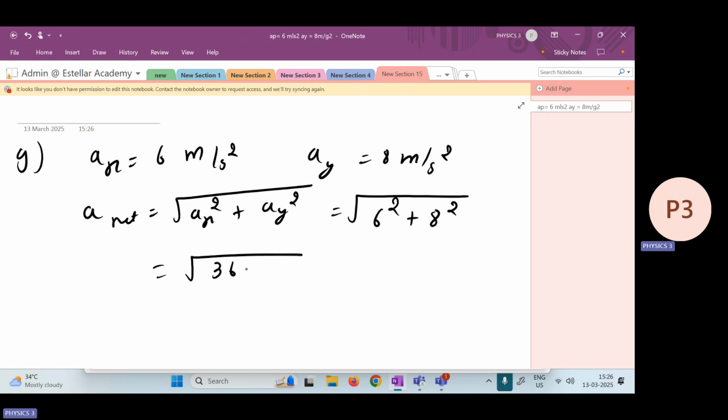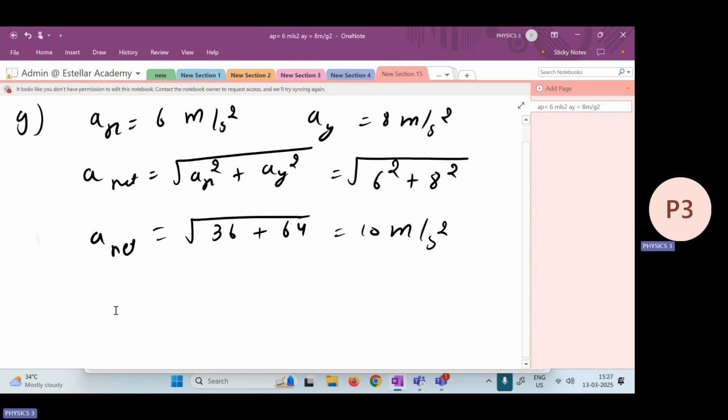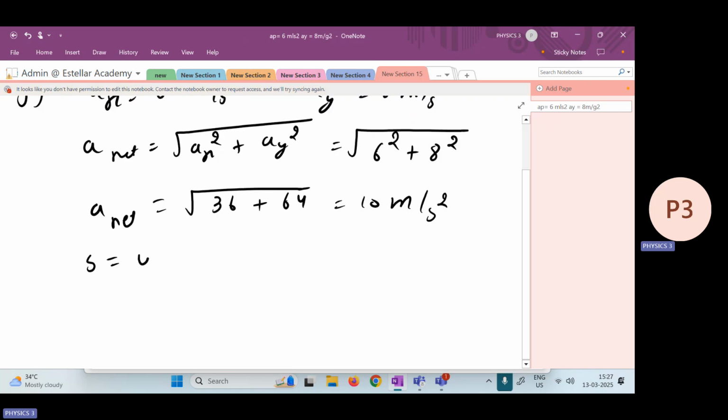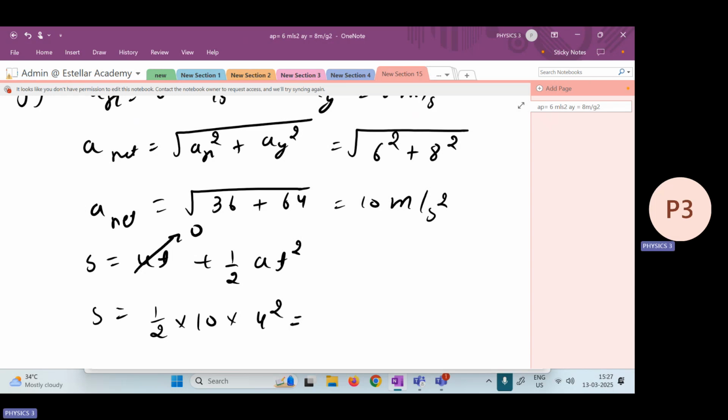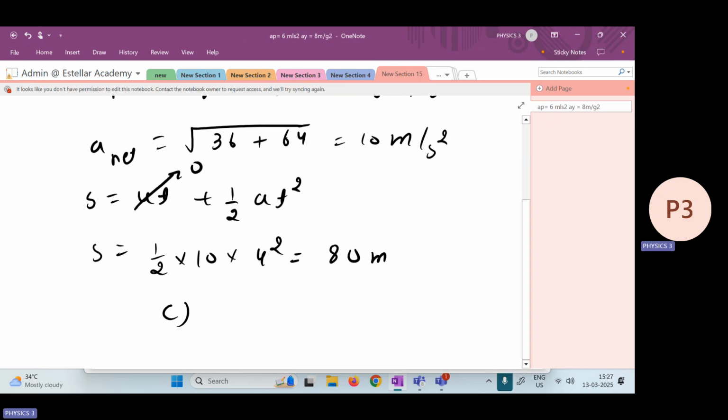That would be 36 plus 64, which comes out to be 10 meter per second square. And net comes out to be 10 meter per second square. As it is a constant value, we can use s equals to ut plus half at square, as we have given in the question. Particle starts from rest, so u will be 0. So s comes out to be half into 10 into 4 square. So that comes out to be 80 meters. So C option would be correct answer.